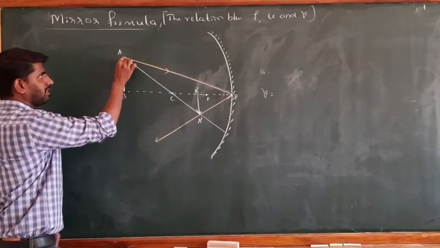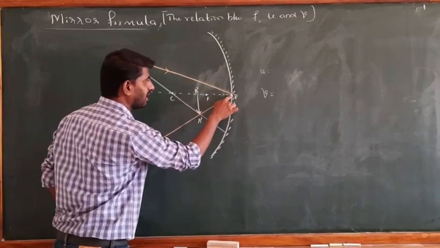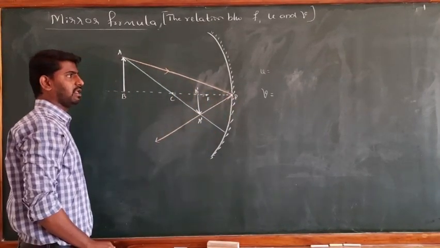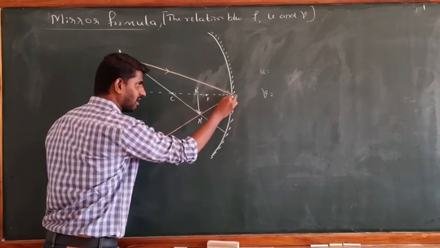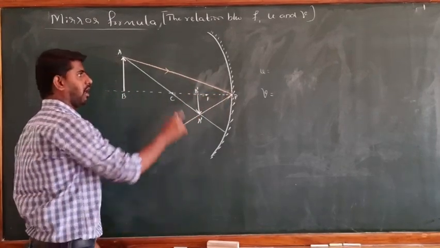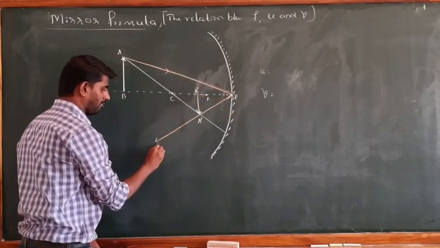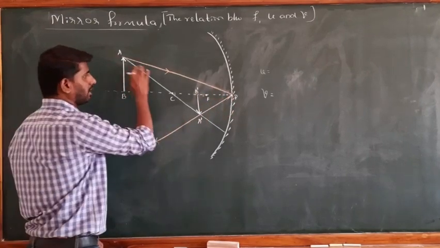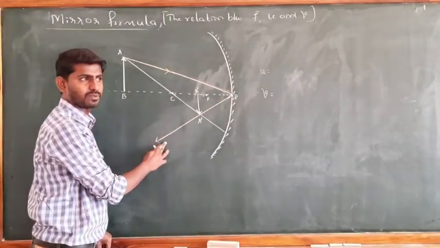AB is the object. A ray of light from AB is incident at point P. Okay, so we know the angle at which it is incident is the same angle at which it is reflected. So angle of incidence is equal to angle of reflection. Okay, the incident ray AP from A to P, and P to B. From here to here this is the reflected ray, right?